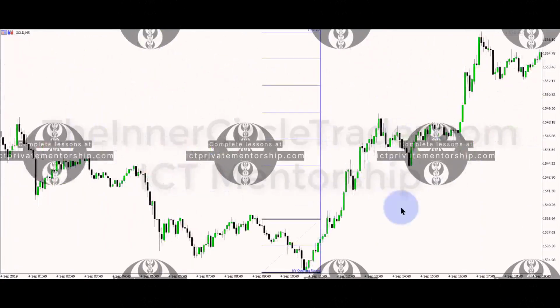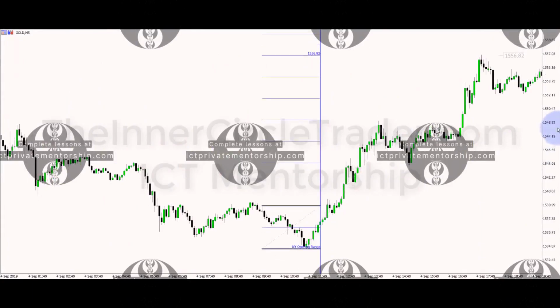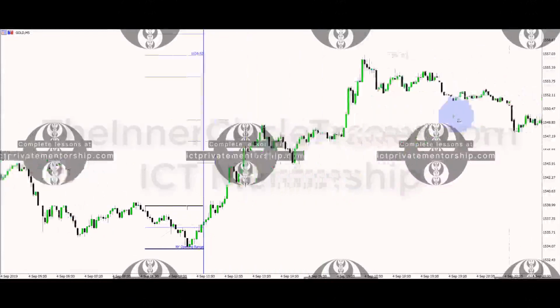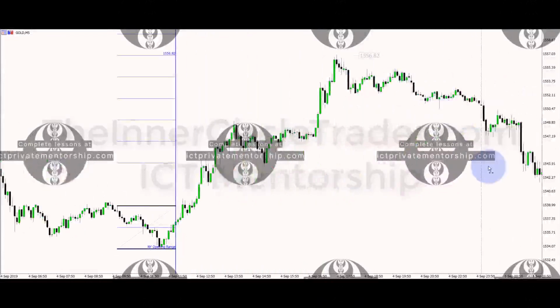And today, or the 4th of September, we have the opening range here, and projected high is 1556.82, and the high came in at 1556.92, and we have not made a higher high, and then now we're trading in a new day.